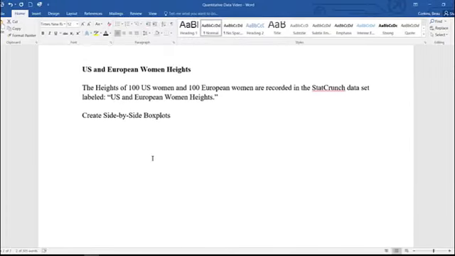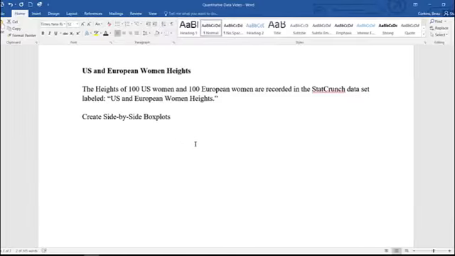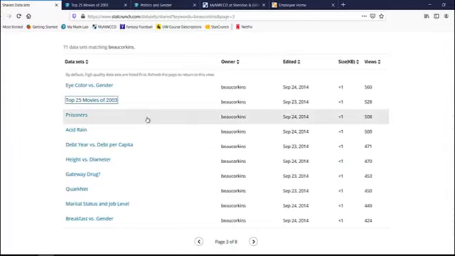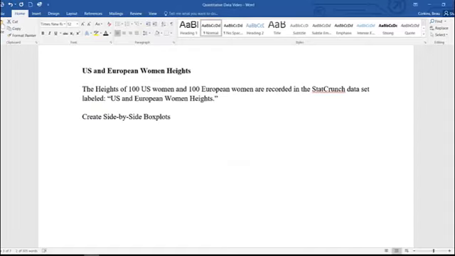So creating box plots is very, very helpful. What is also very helpful is creating what is known as side-by-side box plots. Side-by-side box plots are very, very helpful. So, US and European women's heights.